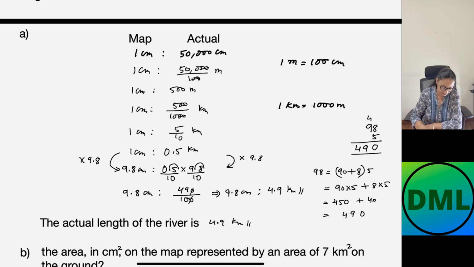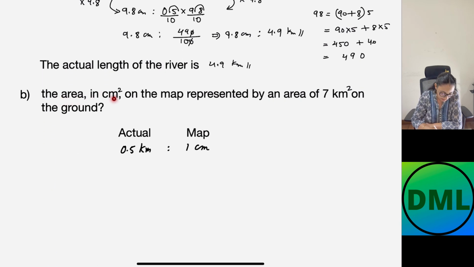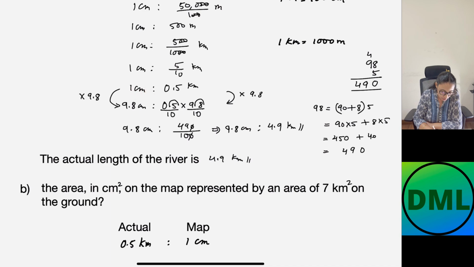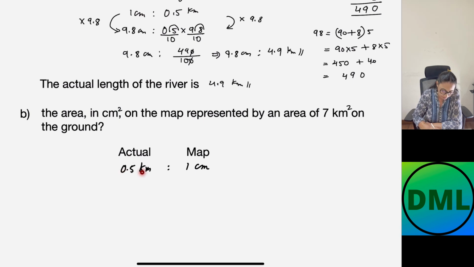Let's see the second part here. We need to calculate the area in centimeter square on the map represented by an area of 7 kilometers on the actual ground. What is our ratio? Our ratio was 1 centimeter is to 0.5 kilometers on the actual ground. So I need to flip this and write it. So my actual is 0.5 kilometer is to map 1 centimeter. I need to first move this to 1 kilometer because, as I told you earlier, the numerator should always be 1. So first I need to write down the answer for 1 kilometer.